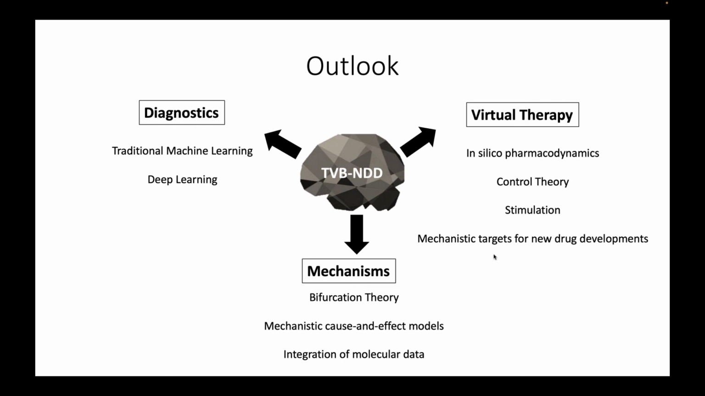But we can, of course, also stimulate brains. This will also be part of another week of the summer school. So it can be combined with control theory, but also just with classical brain stimulation, to bring the virtual brain into different states. And we can explore the mechanisms, of course. I think this was outlined quite extensively in this talk and in the other talks.